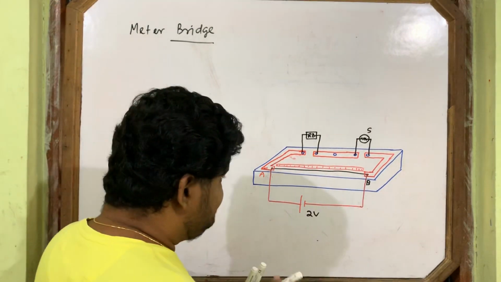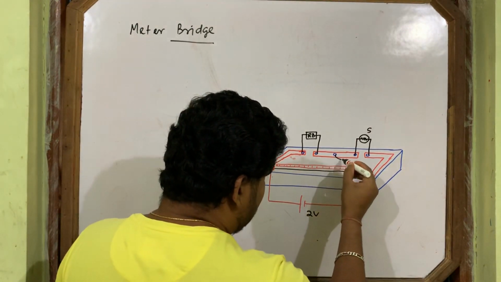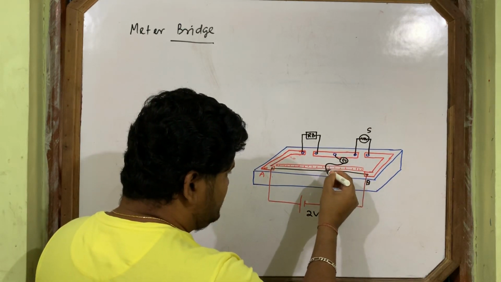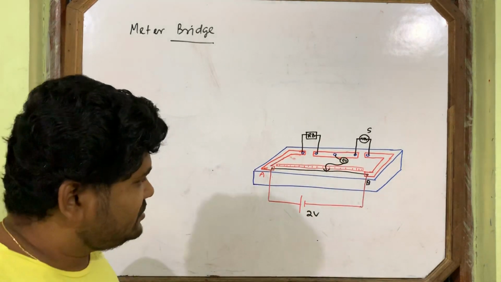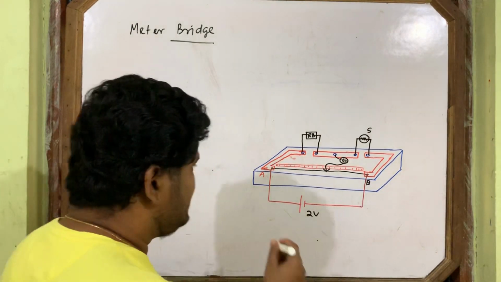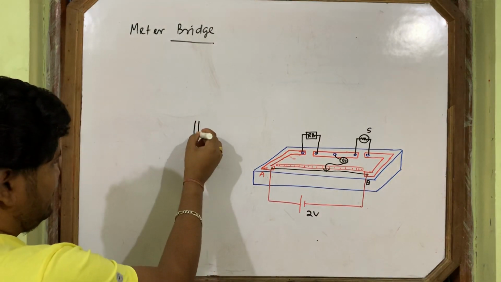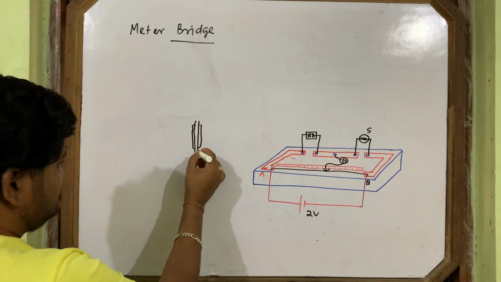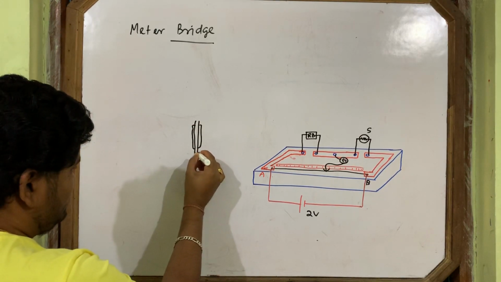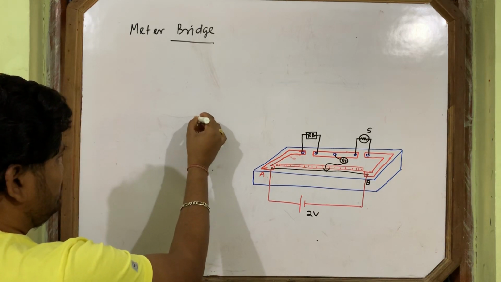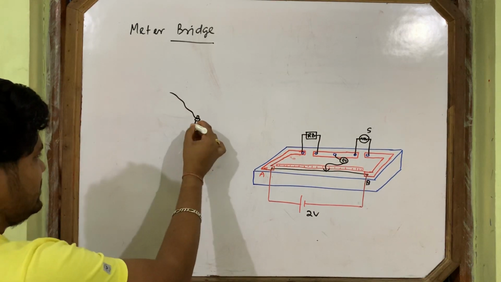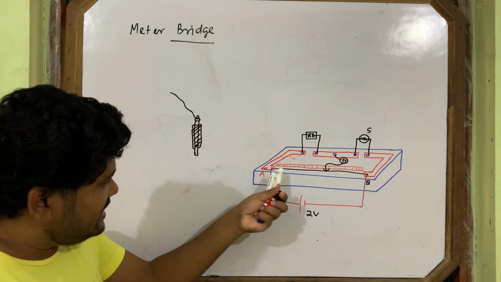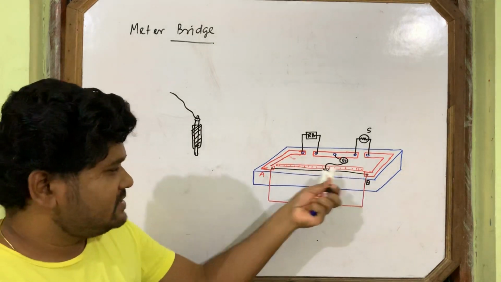And here what do you do? Here a galvanometer is connected. Then one jockey comes and touches here. This is the jockey. Jockey means it's just like a metal, and on it there will be a plastic cover. Here one knot will be there, and from the knot a wire is connected. This one is totally plastic cover where you will hold it, and this pointer will slide on the wire. Jockey looks like this.